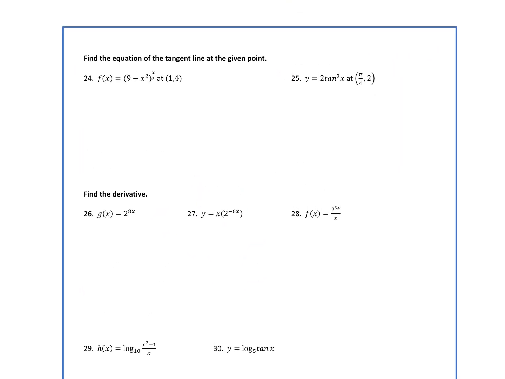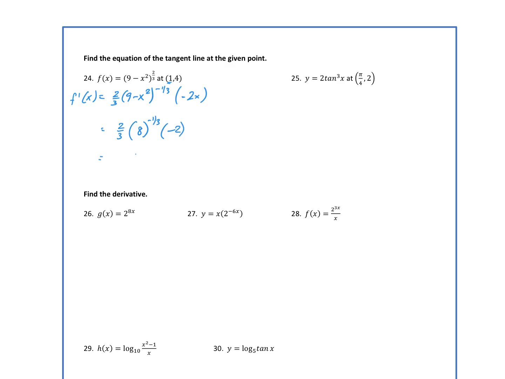Write the equation of the tangent line at the given point. Again, more practice with the chain rule, but we're going to bring down f prime. We get 2/3, 9 minus x squared, lower the power by 1, derivative of the inside. I would just plug in from this point. We've got 2/3. I'm plugging in 1. 9 minus 1 is 8 to the negative 1/3 times negative 2.